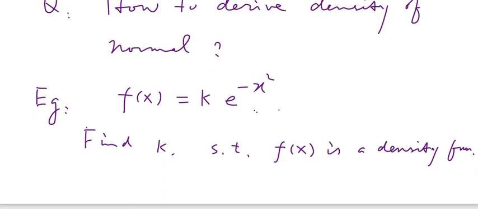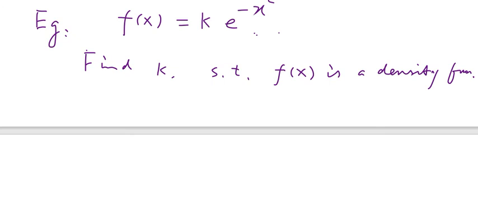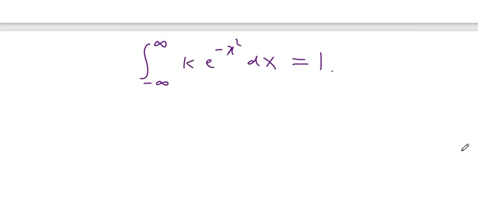The requirement for a density function is that the total integration is 1. So we want the integral from negative infinity to positive infinity of k e to the negative x squared dx to equal 1. Okay, so how to find this k? This means we need to find the value of this integration.